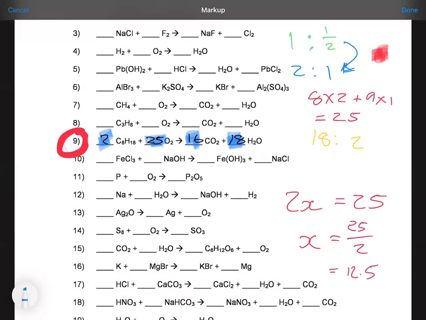Cool. But in reality, when you get to A level, if you carry on with chemistry, you could have left it with the half. You don't even need to multiply it out to get the whole numbers. The half would have been fine.